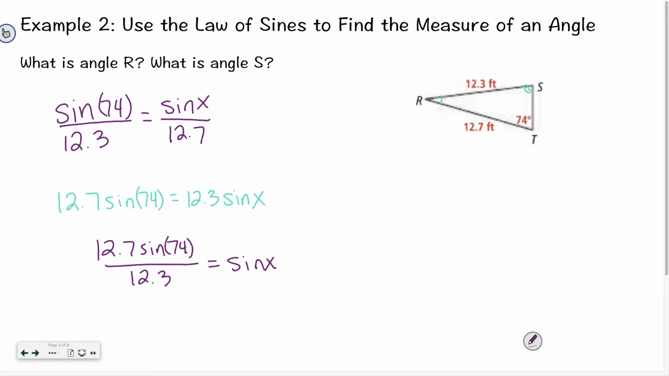Now, how do I get x by itself? I actually have to take the inverse of both sides. So on my calculator, hit second sine.